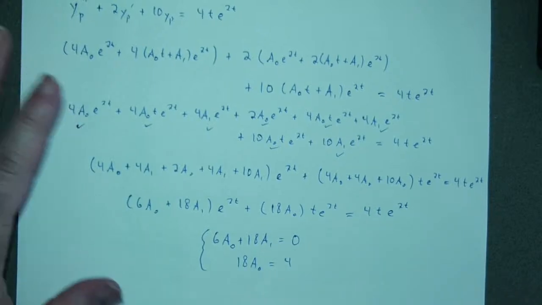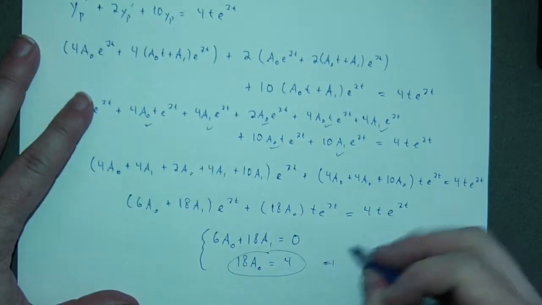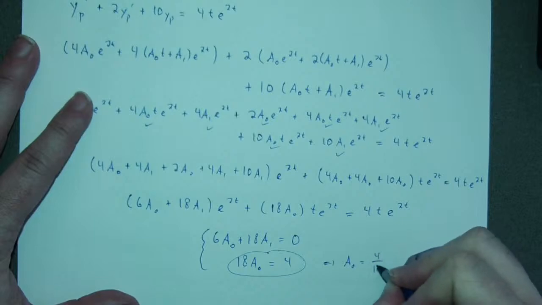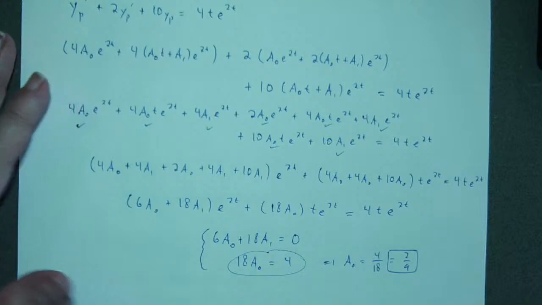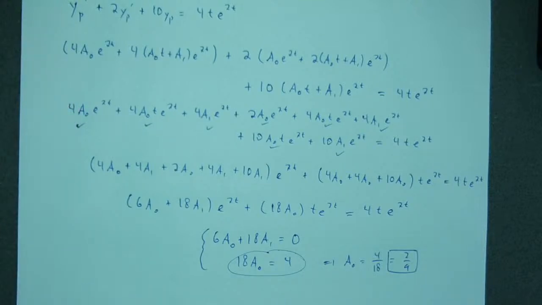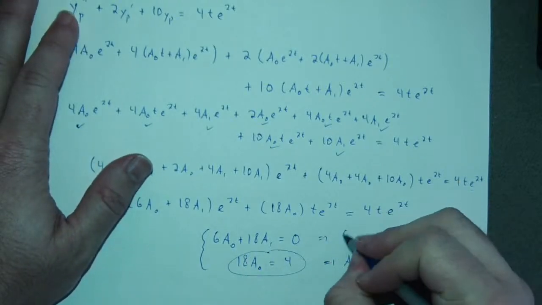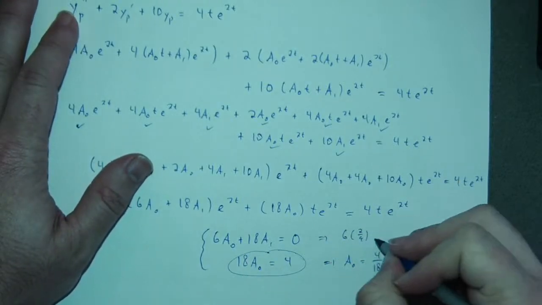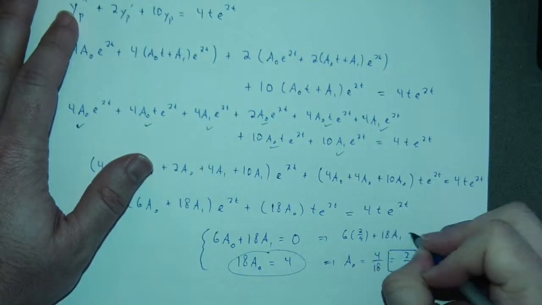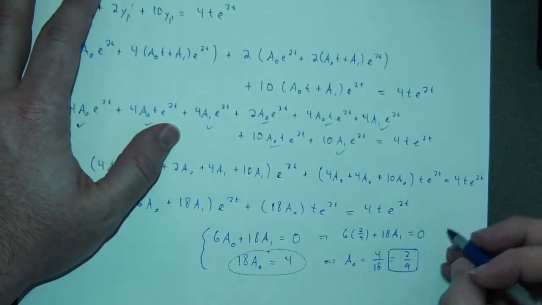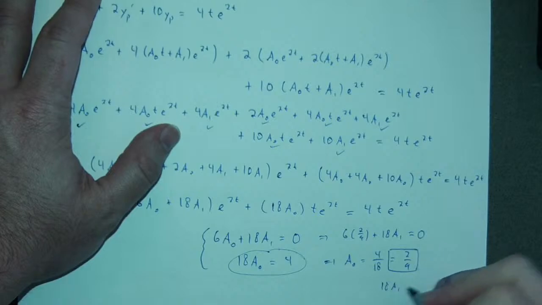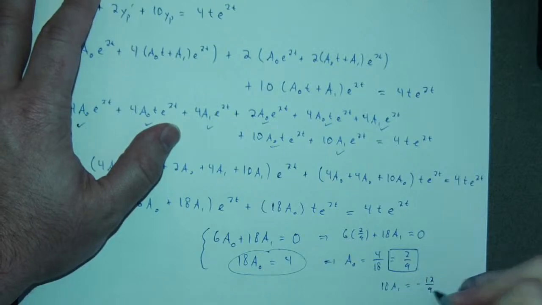Well, 18a naught being equal to 4 implies that a naught is 4/18, or 2/9. Okay. If a naught is 2/9, then the second expression implies we have 6 times 2/9 plus 18 times a1 is equal to 0. What does that mean? So I've got 12/9, or maybe I have here like 18. So 18a1 is equal to minus 12/9.